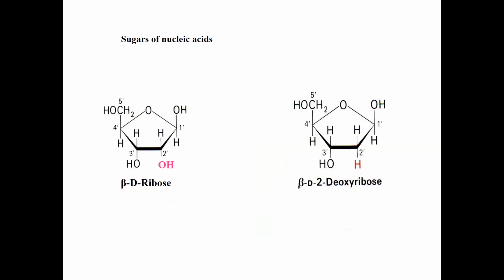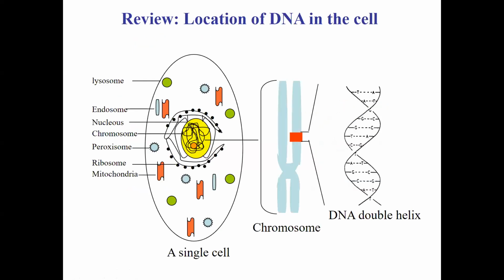Sugar: also two types of sugar are involved in the structure of DNA and RNA. DNA contains deoxyribose. RNA contains ribose, beta-D-ribose. Here you can see the differences in the sugar, a 2' OH here, and here 2' H. In case of DNA, deoxyribose. That means one oxygen is lacking in DNA compared to RNA.